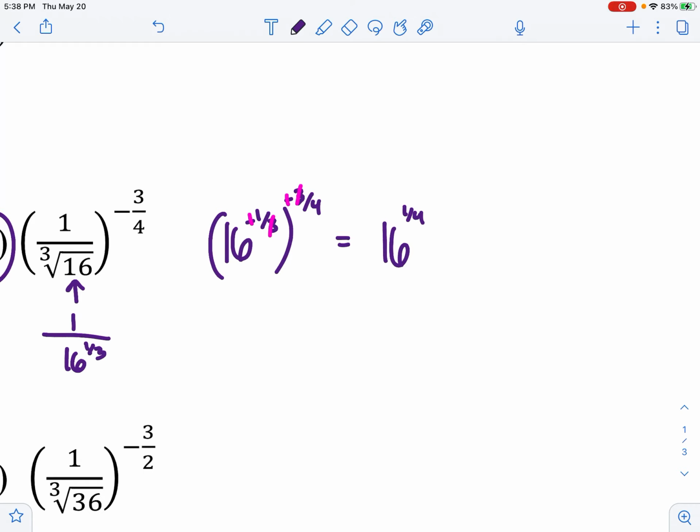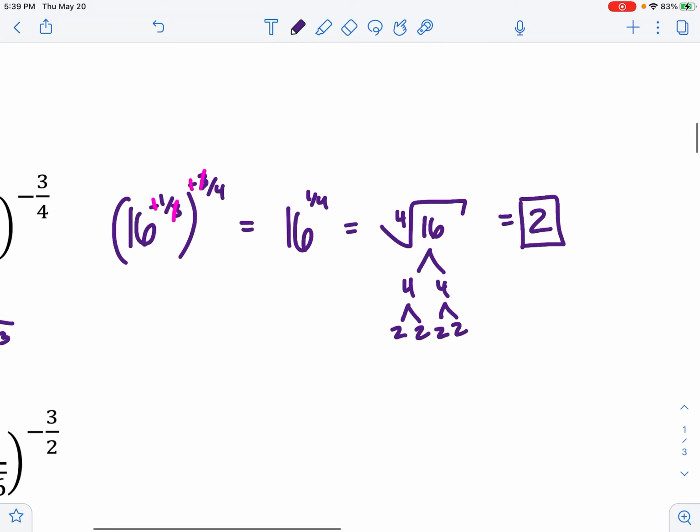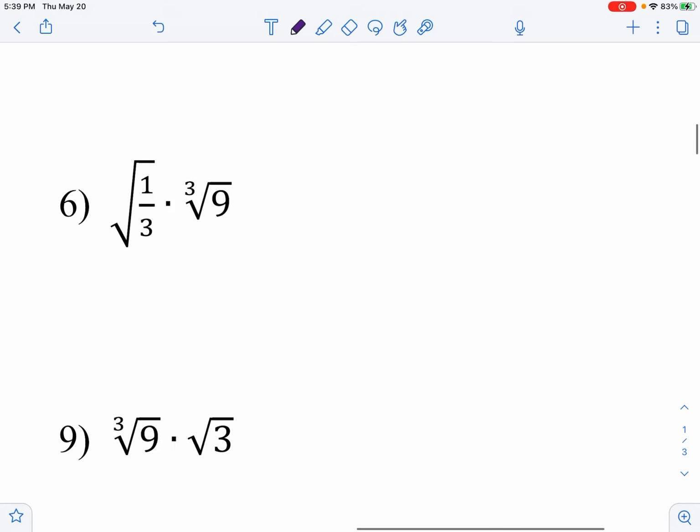Okay, that's a lot easier to deal with. I can take the fourth root of 16. I know the fourth root of 16. If you don't, you can break it up. 16 is 4 times 4, which luckily gives me 4 2's. And so my answer here is just 2. A lot of your answers are going to work out nicely, not all of them. So let's take a look at number 6 over here.